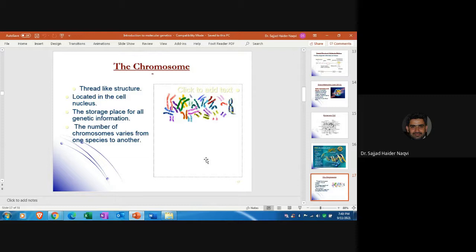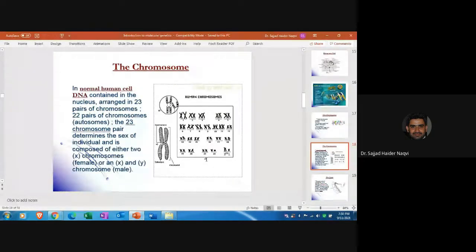So the chromosomes I was talking about are specific to the species number, and every species has a specific number. Chromosomes are the storage place of all genetic information. In a normal human cell, the DNA contained in the nucleus is arranged in 23 pairs of chromosomes, like 46, out of which 22 pairs are autosomes, and the last pair is called the sex chromosome, which determines the sex of an individual. If it's XX, it's a female, and if it's XY, it's a male, right?